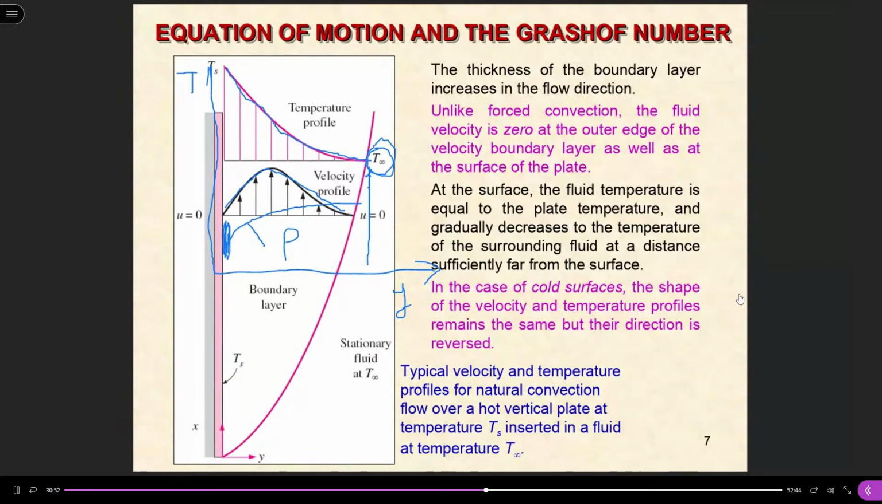Therefore, there are more forces acting. The larger the density difference, the larger the buoyancy force acting onto the fluid. If I draw another, the forces acting onto the fluid will be something like this. Close to the surface, you have a larger buoyancy force. But because closer to the wall the friction is also very high, the resulting velocity distribution looks like this.